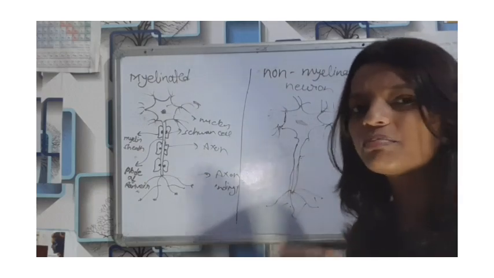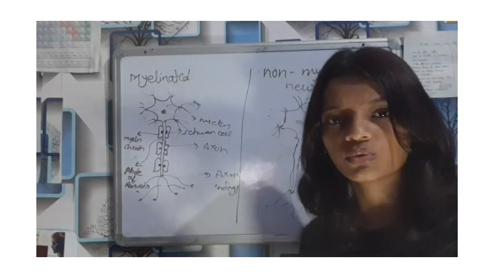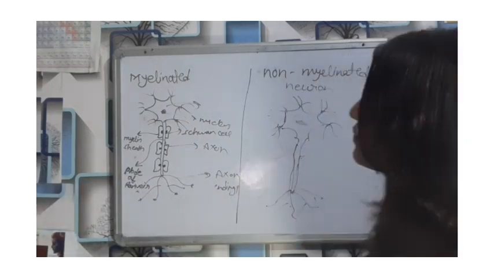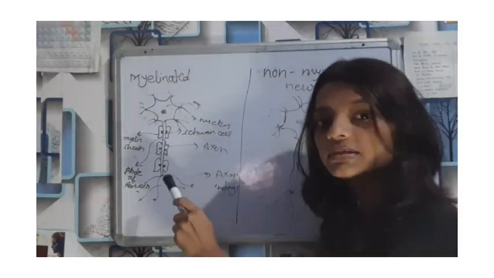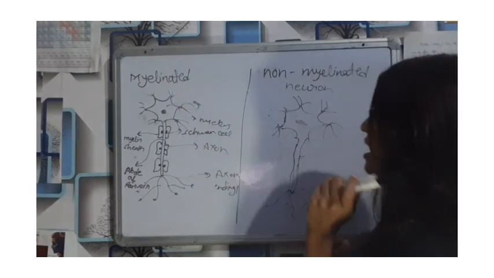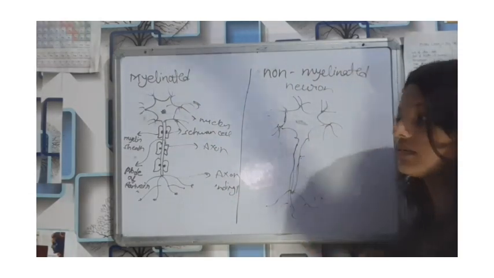Now, can you draw the basic comparison between these two? Of course you can. In a myelinated neuron, the Schwann cell is present, which produces the myelin sheath, and in a non-myelinated neuron there is no Schwann cell, so no myelin sheath.